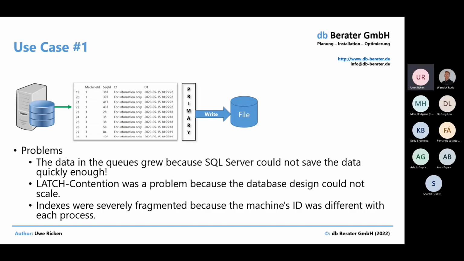So what happened now? The massive amount of data were leading to so-called latch contention, because the problem is that for 16 machines, and they had lots more, the data were coming simultaneously into the database. The clustered key on the table was on the machine ID and on the timestamp. So what we saw then was that the indexes were severely fragmented because the machine IDs were every single time completely different when we inserted data into the table. So that led to page splits, and these are very expensive operations in SQL Server.